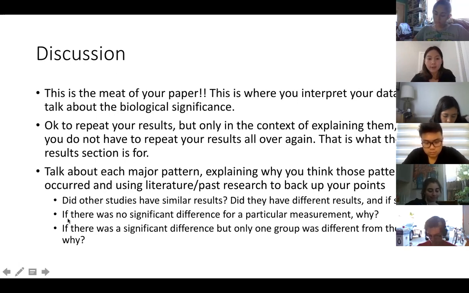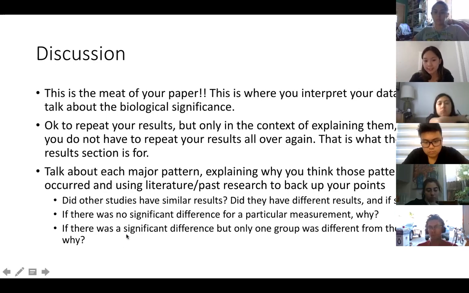So I have a few pointers down here at the bottom for your discussion. Did other studies have similar results? Did they have different results, and if so, why? If there was no significant difference for a particular measurement, in this case, the one measurement that did not have a significant difference was shoot height. Why do you think there was no difference with that?